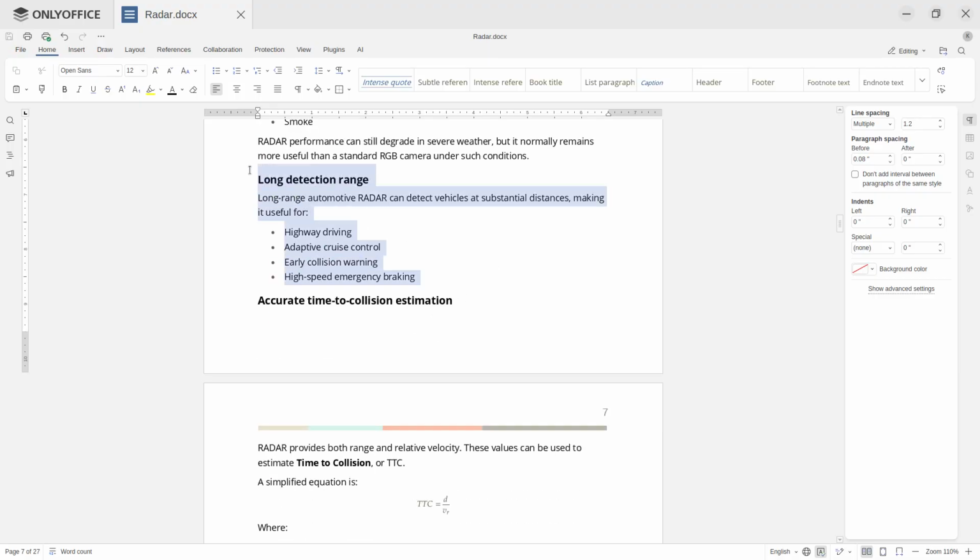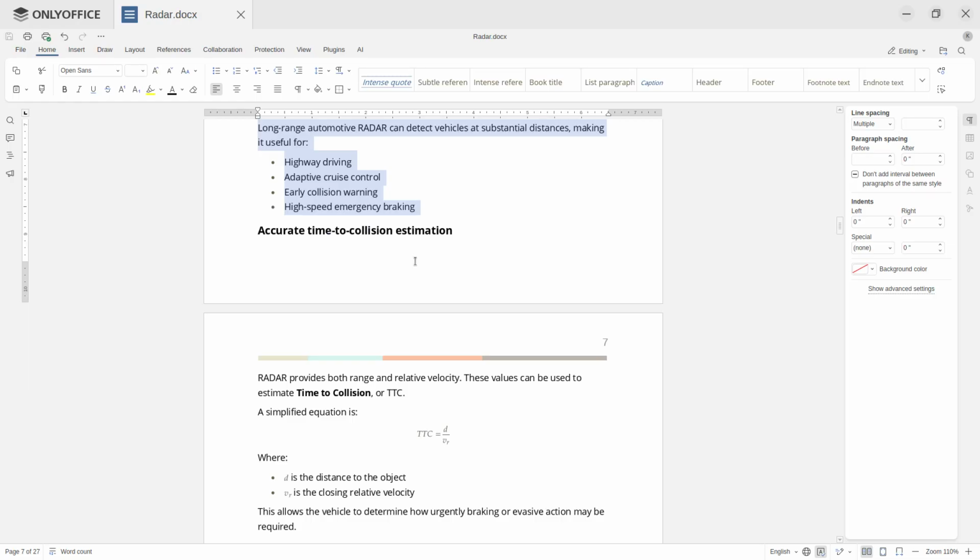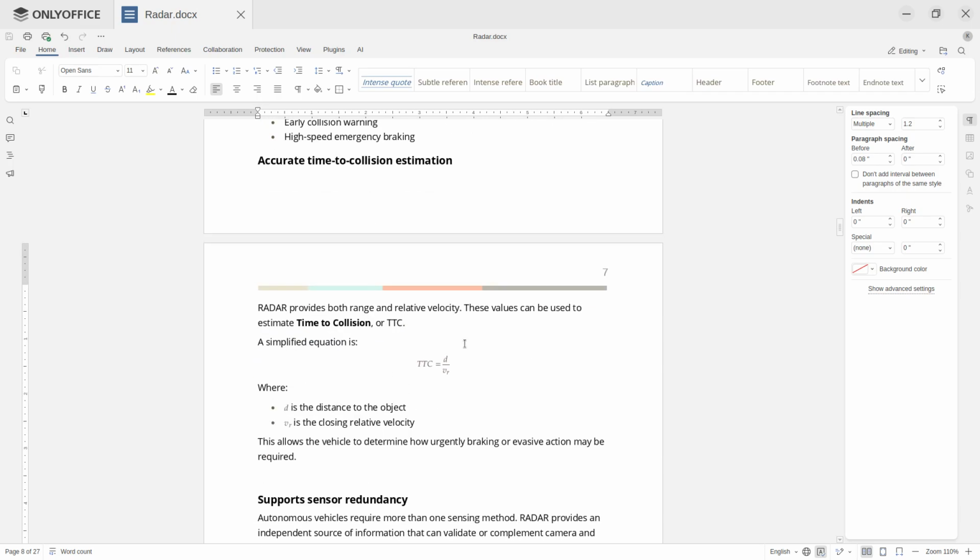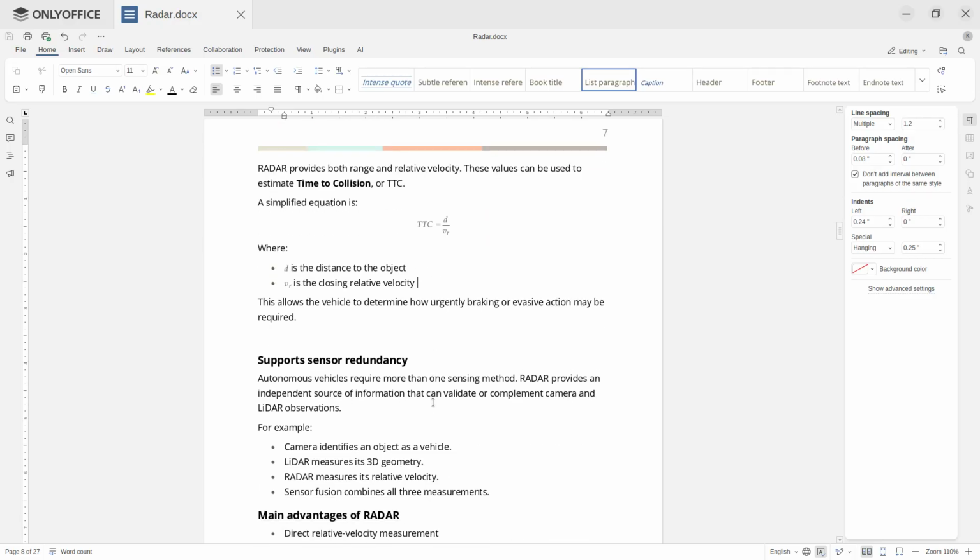Accurate time to collision estimate. This is very important. Radar provides both range and relative velocity. It is a very important line. It cannot understand what the object actually looks like, but it can tell the velocity of the object which is in front of it. These values can be used to estimate time to collision or TTC. A simplified equation is TTC = d / VR, where d is the distance to the object and VR is the closing relative velocity. It allows the system to determine how urgently braking or evasion action may be required.